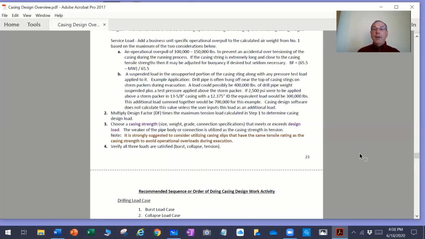And again, even if you've done tension first, you need to verify that all 3 loads are satisfactory: burst, collapse, and tension.